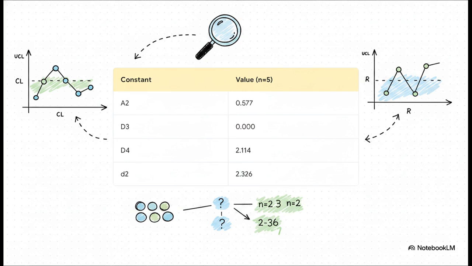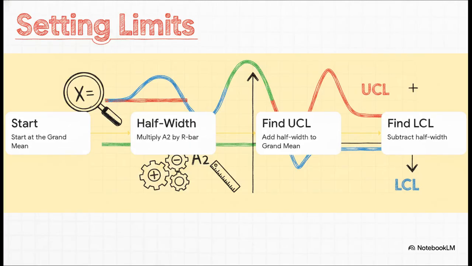Now, to set the control limits around that center line, we're going to need control chart constants. The awesome news here is you literally never have to memorize these. You just look them up in a table based on your subgroup size. For Meridian, our subgroup size N is exactly 5. So pulling from the table, our A2 constant is 0.577, D3 is 0, and D4 is 2.114. Just keep in mind, if your subgroup size ever changes, every single one of these constants is going to change right along with it.